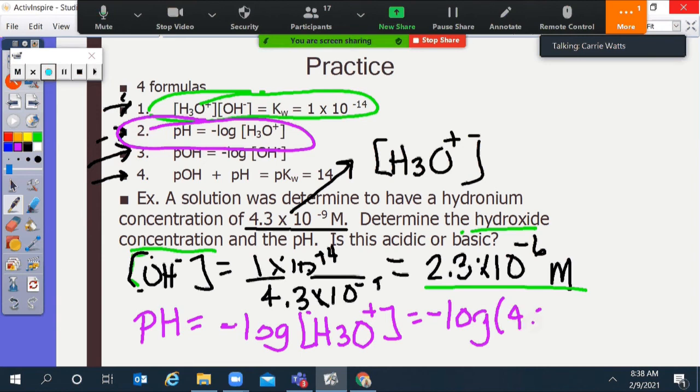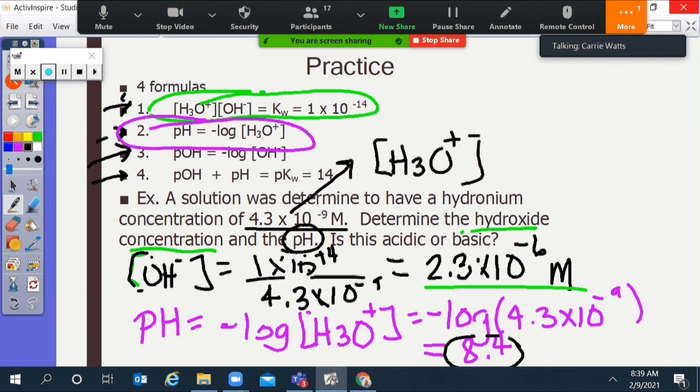And I get an answer of 8. Once again, I have to redo this one because I think when I first did it, I used the wrong exponent. So I am recalculating and I get an answer of 8.4 as my pH. Now, I can determine whether this is acidic or basic by looking at 2 things.